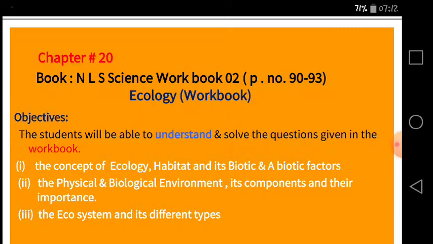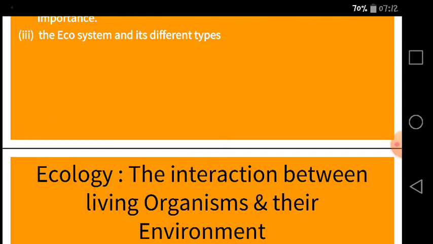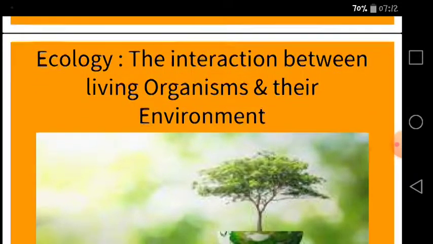Inshallah, we will be able to understand and solve the questions given in the workbook by considering these points. First of all, we will try to understand the concept of ecology, habitat, and its biotic and abiotic factors. Number 2, the physical and biological environment, its components and their importance. And thirdly, we will be focusing on the ecosystem and its different types. So dear students, we are going to start from the very basic concept of ecology.